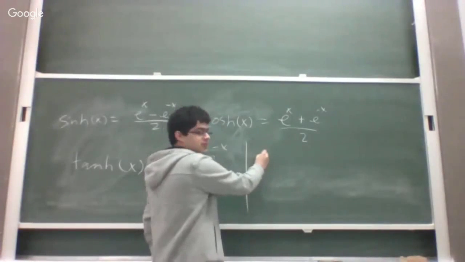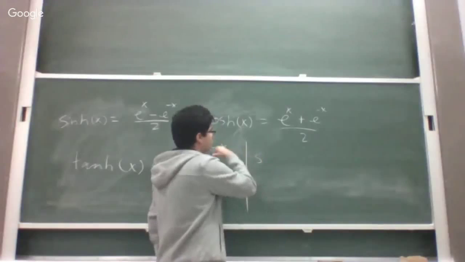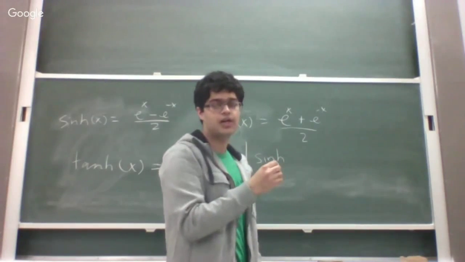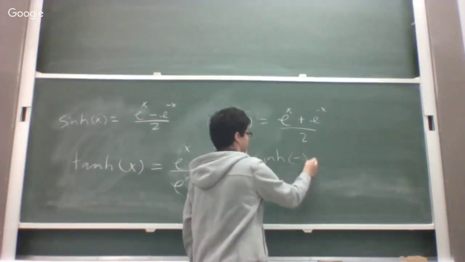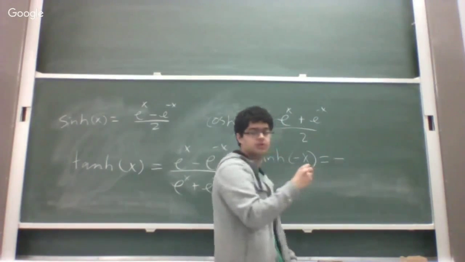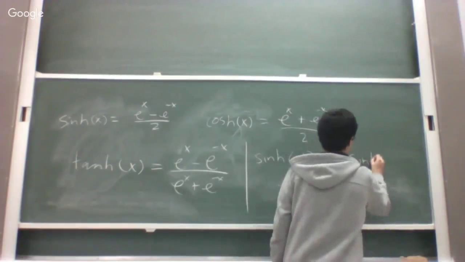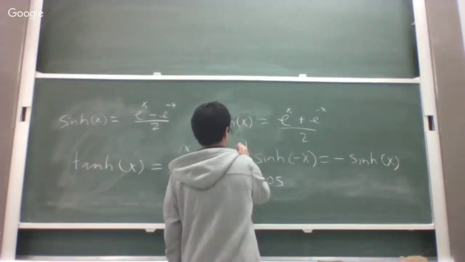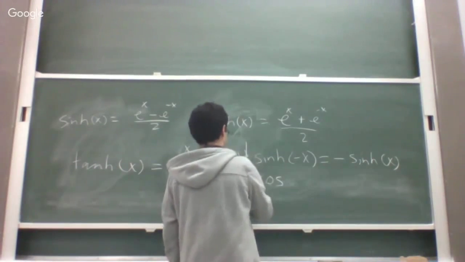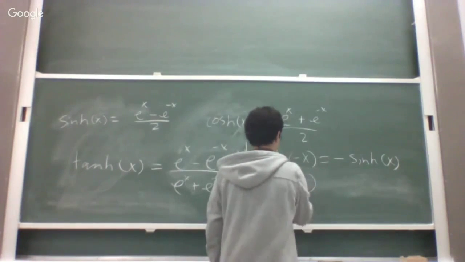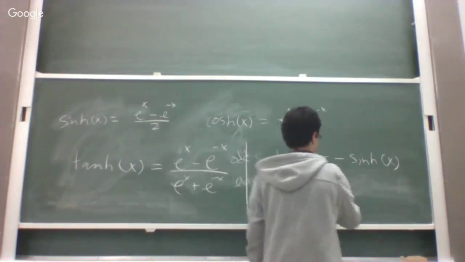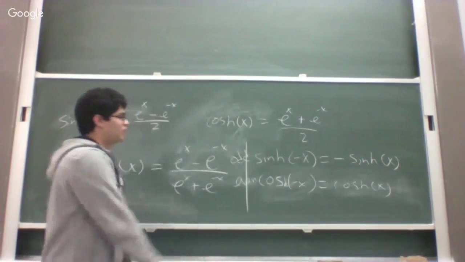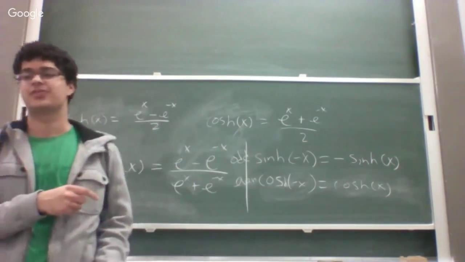For those definitions you need to know that sinh is odd, so sinh of negative x is equal to negative sinh of x. You need to know cosh is even, so this is odd. And I'll forget to write the H. Just remember that.